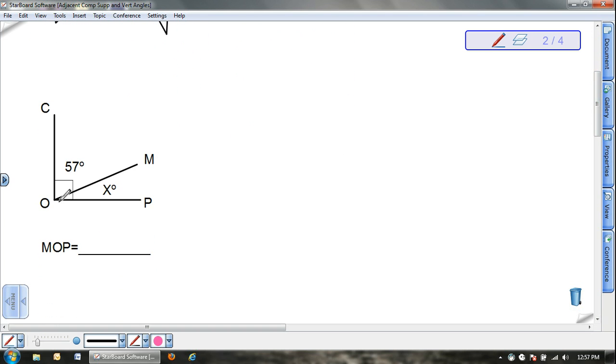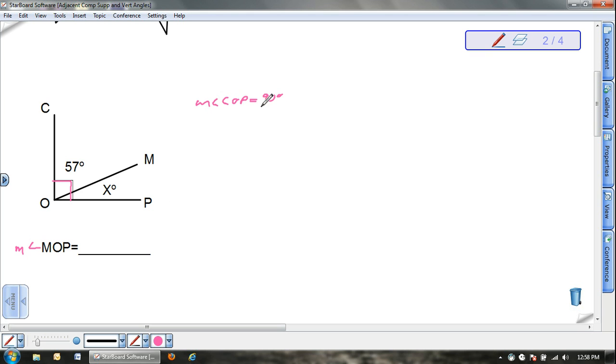In this example, we're asked to find the measure of angle MOP. Well, this is a complementary angle problem. The reason that we know it's a complementary angle problem is because this box right here means that angle COP is 90 degrees. So the measure of angle COP, I realize what that spells, be mature, equals 90 degrees. Actually, if you look carefully, what I wanted to spell is comp, which is an abbreviation for complementary.